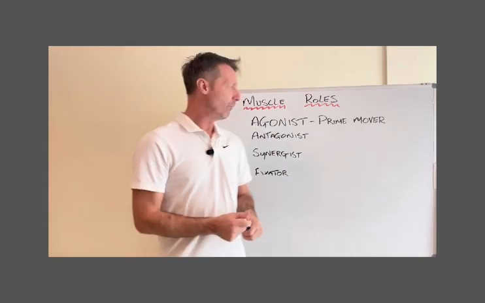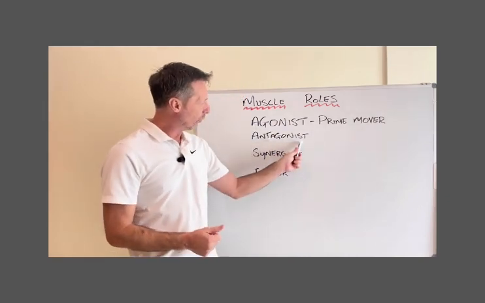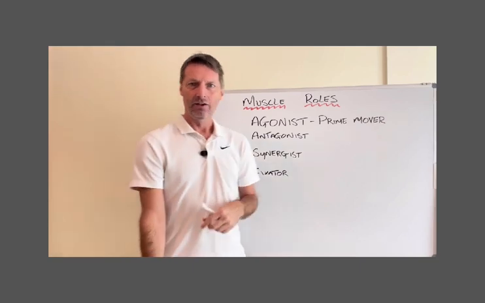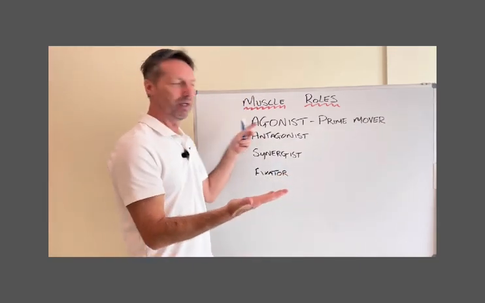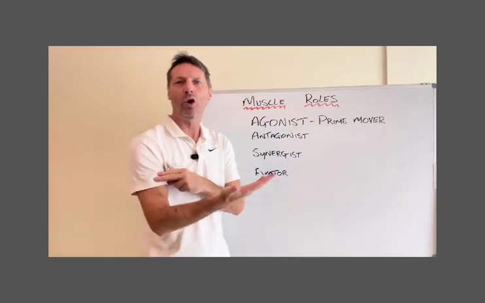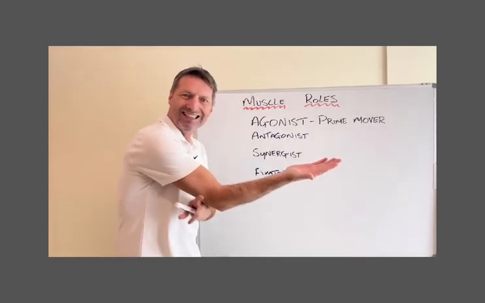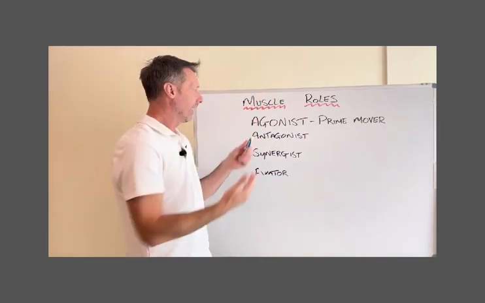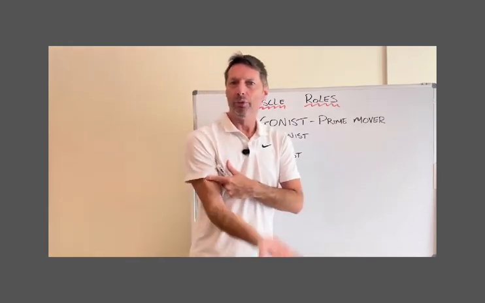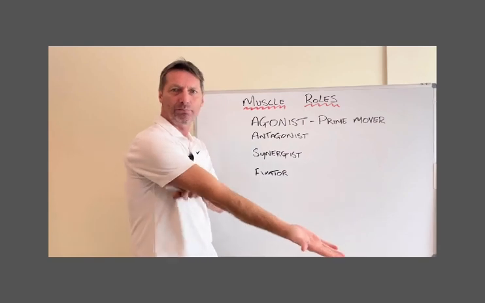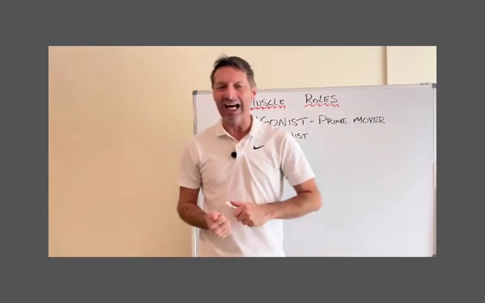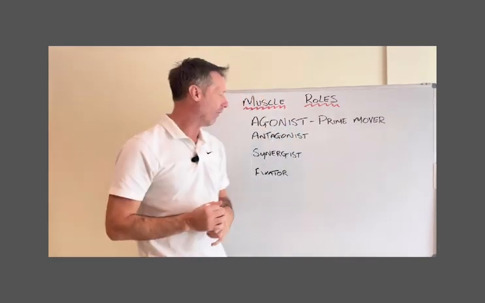Next, we're going to look at the antagonist. So now if the agonist is the bicep and the bicep is the prime mover, it's getting smaller. What muscle is getting longer to allow the elbow to flex? So if you're now shouting the triceps, which would be the antagonist, you'd be absolutely correct.